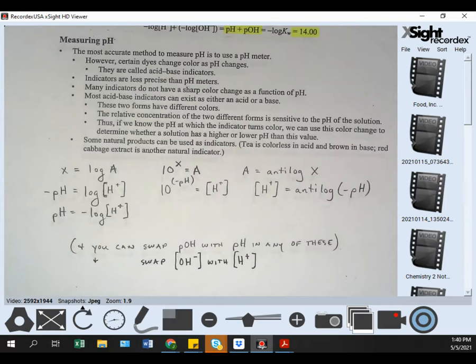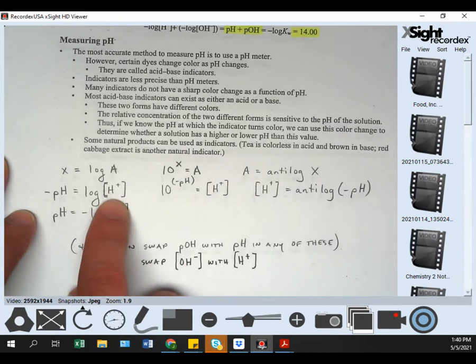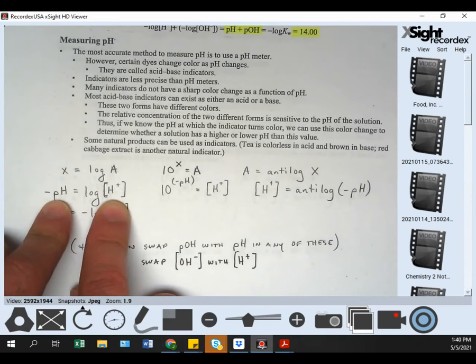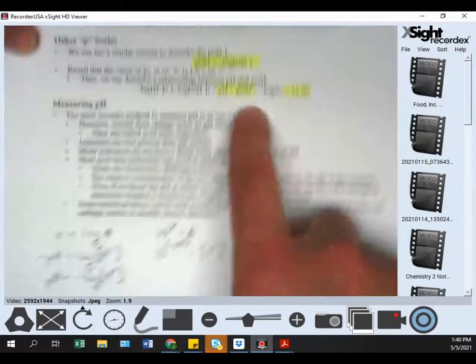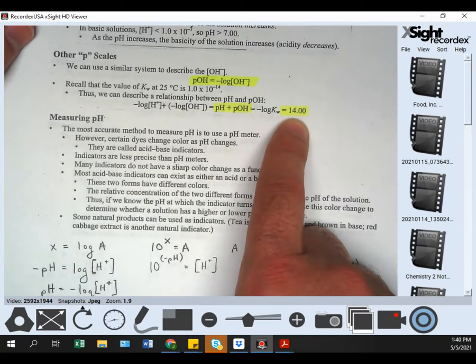If you're saying that you can swap with OH, it's just going to give you a number on the pOH scale. So if you have an OH negative and you plug that in, then you're finding the pOH. But it's still going to be on the pH scale, right? It would be the reverse of it. So for example, if you got a pOH of 6, your pH would be 8.